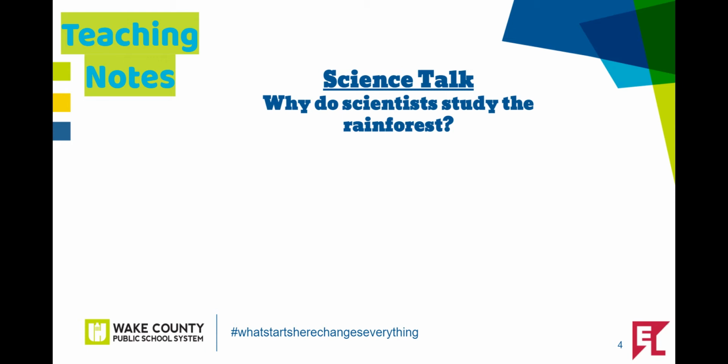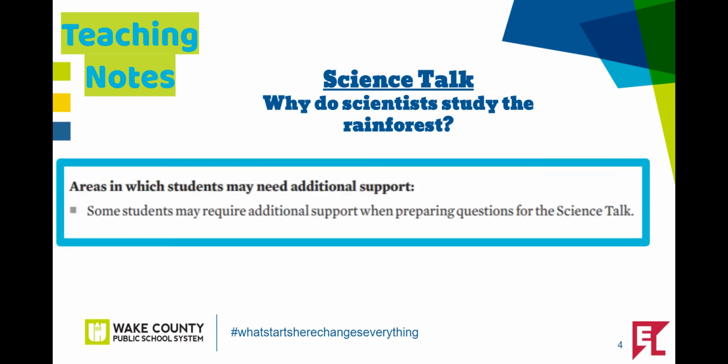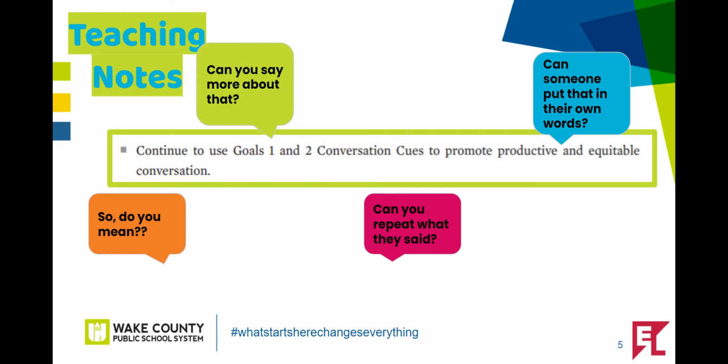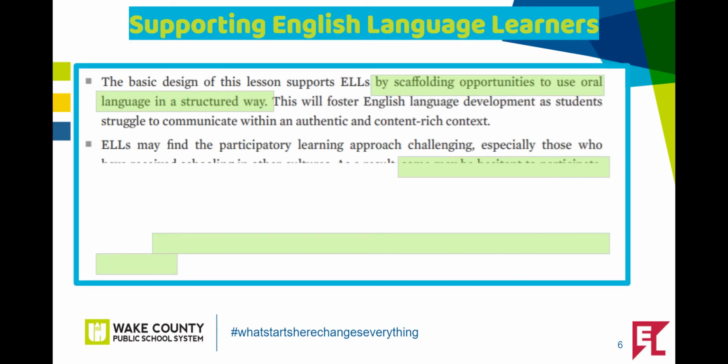This discussion will provide formative assessment data on students' progress toward SL 5.1, which is formally assessed on the End of Unit 1 Assessment. Some students may require additional support when preparing questions for the science talk. Continue to use goals 1 and 2 conversation cues, help all students talk and be understood, and help students to listen carefully to one another and seek to understand.